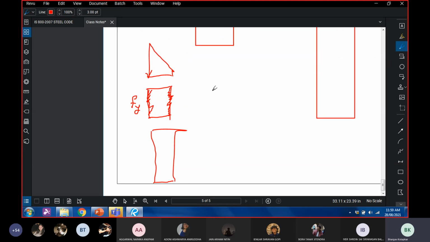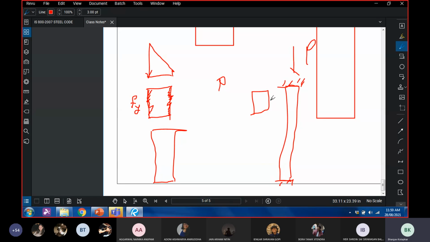So the behavior of the member is not really a function of how much load we are applying. The behavior of the member is a function of how you have proportioned it. Meaning, what are the cross-section dimensions, what is the length of the column, and what are the end conditions. That is what is going to govern how it behaves. How much load we are applying is not going to govern how it will behave.